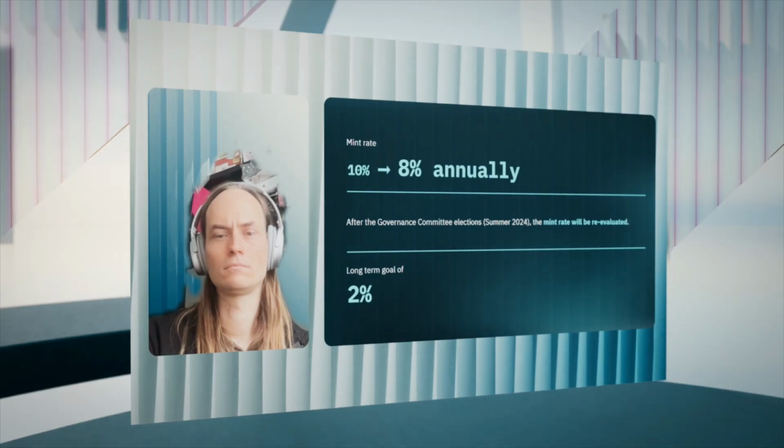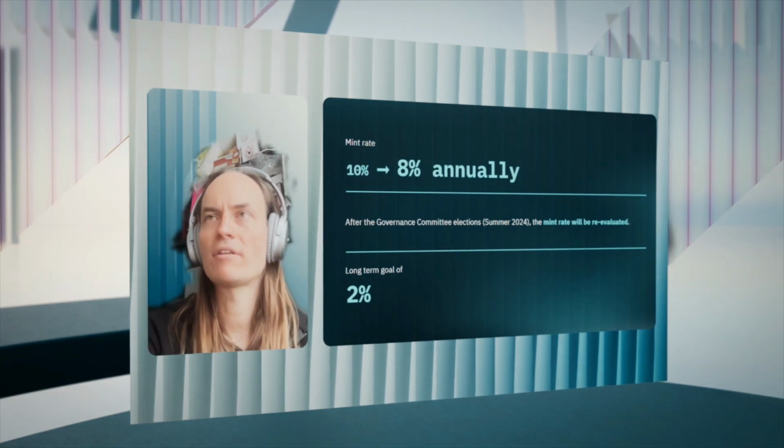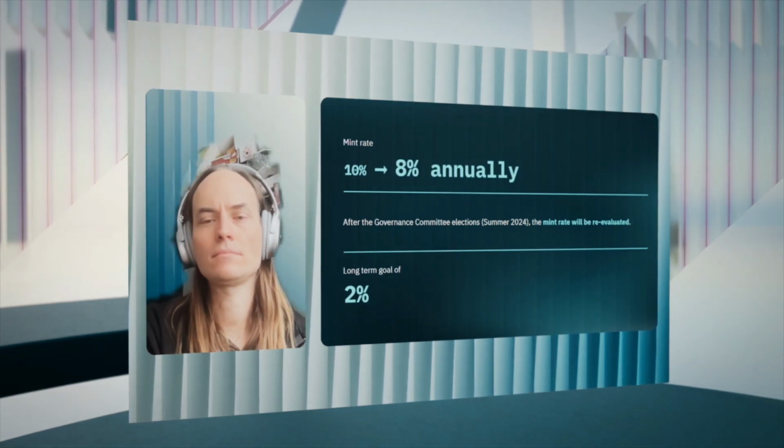Do you have anything to add to this, Christopher? No, I thought you covered everything. Okay, that's good. I know we will have further questions on the mint rate later, so we can save the elaborations for later then.